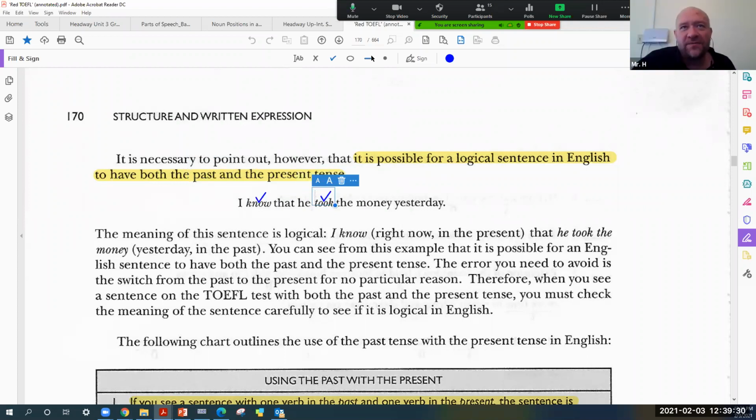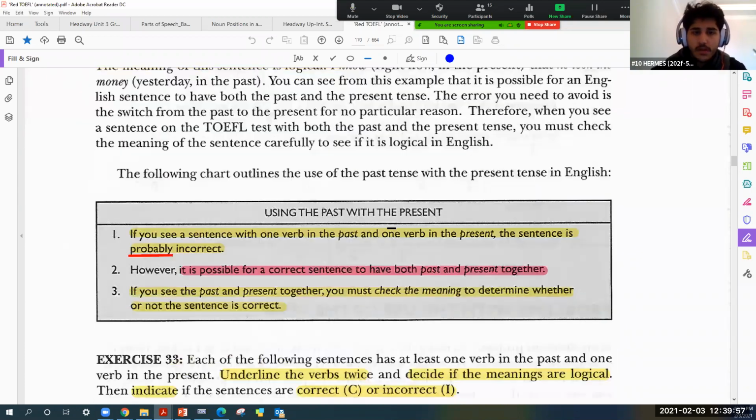So what do we have, gentlemen? What tenses do we have here? This one? Everybody? Present simple. And this one? Past simple. It is correct because it's logical. You understand? Yeah. All right.